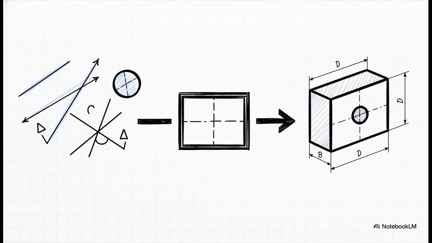Here's a great way to think about it, and I love this analogy. If the basic numbers, the dimensions on a drawing, are the words, then GD&T is the grammar. It's the sentence structure. It's what makes sure that everyone, everywhere, reads the instructions the exact same way. It's designed to remove all the guesswork.